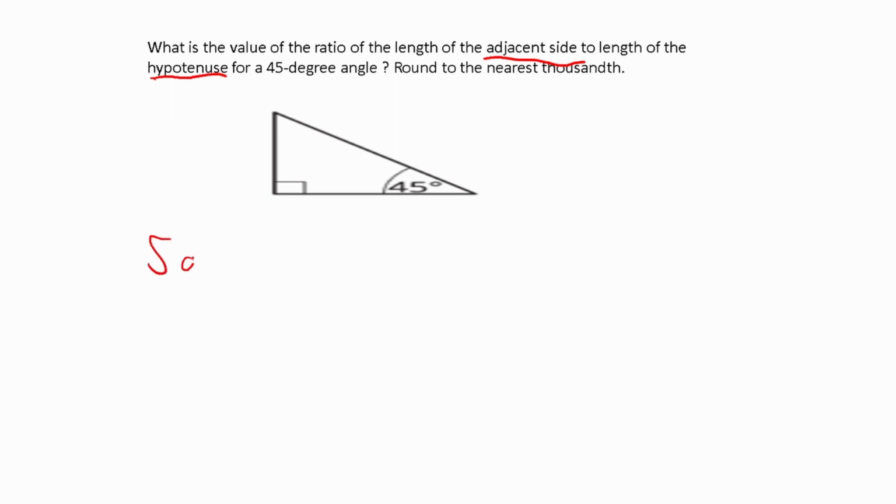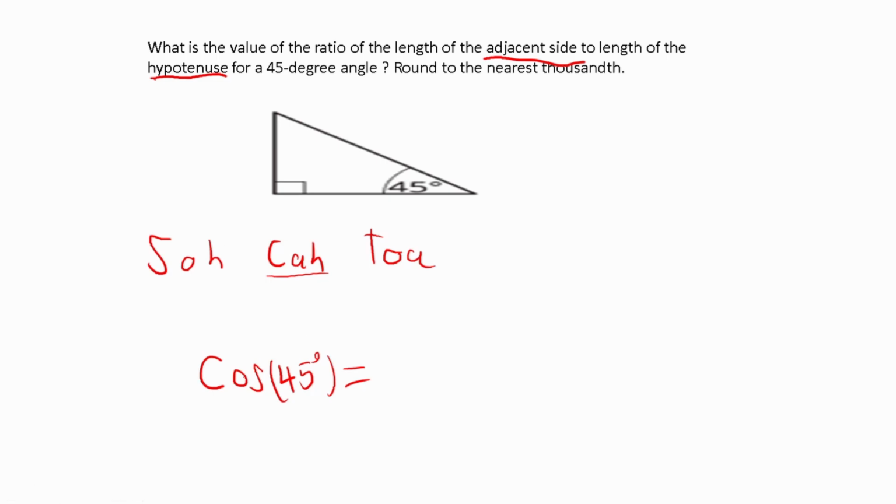So if we write out our SOHCAHTOA, which one has adjacent and hypotenuse in it? Not our sine, but our cosine does right here. Adjacent over hypotenuse. So what we could do is, all it's asking us is what is the cosine of 45 degrees? That's what all this means. What is the ratio? Well, that's just our cosine. So we write cosine of 45 degrees equals, and we just plug it into our calculator.